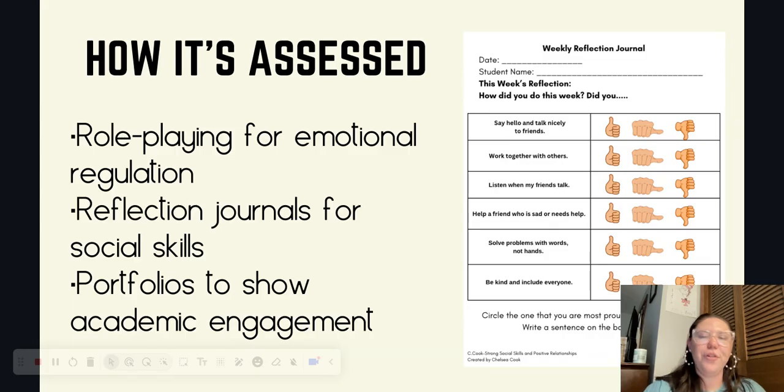And portfolios are something that I absolutely love to show academics, right? I have students in my classroom who may not be as excited about math or ELA. And then as we talk about social emotional learning, that can help them become more invested in it. So the portfolios are kind of a broader picture for everything else.